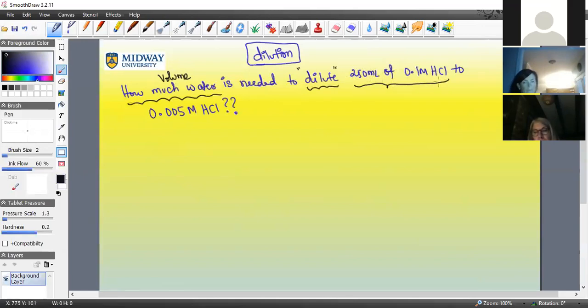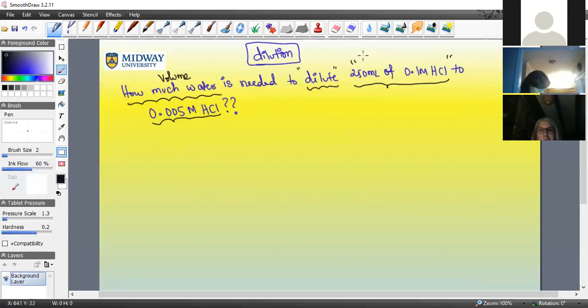250 mils of 0.1 molar HCl. This is the way this information must be written. It cannot be written any other way. These are all technical ways of writing. I cannot change what's within this little bracket here.